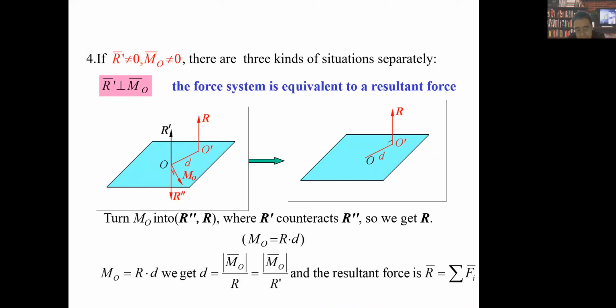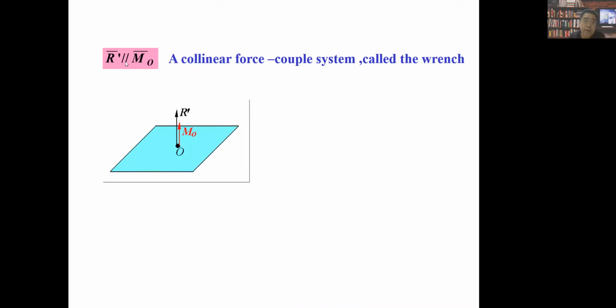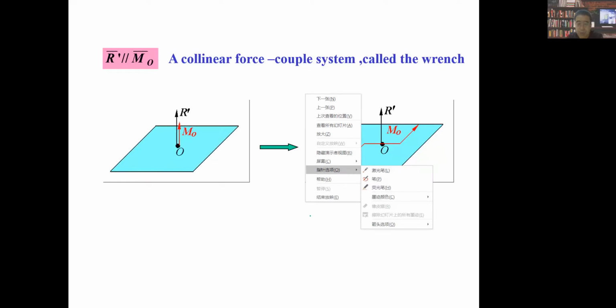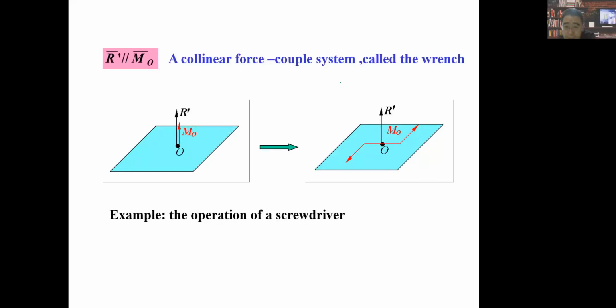I think it's very hard for you guys to understand, but please try your best to have a basic impression, okay? So the second subcondition is this time R prime is parallel, not perpendicular, to MO. Then we don't have any means to counteract this MO. So we call it a wrench. It's more like a wrench. Actually, in Chinese, we call that 利螺旋. You can think about a helicopter, you know, 利螺旋.